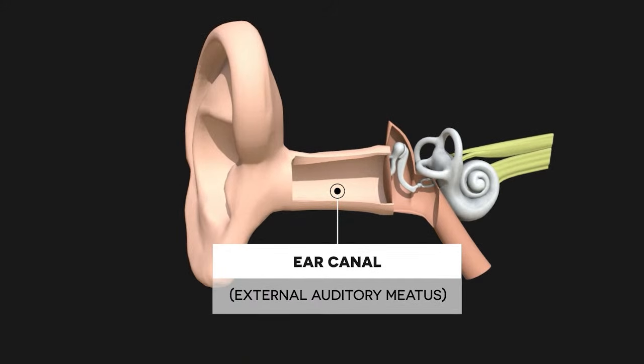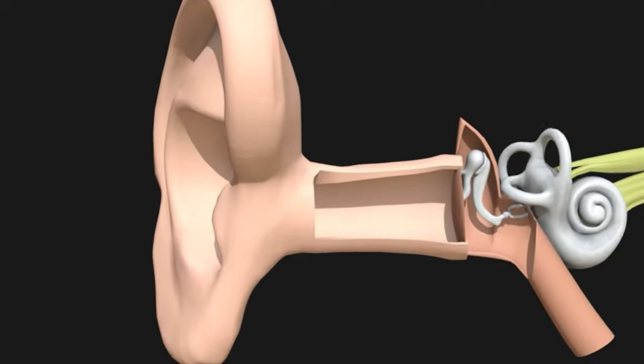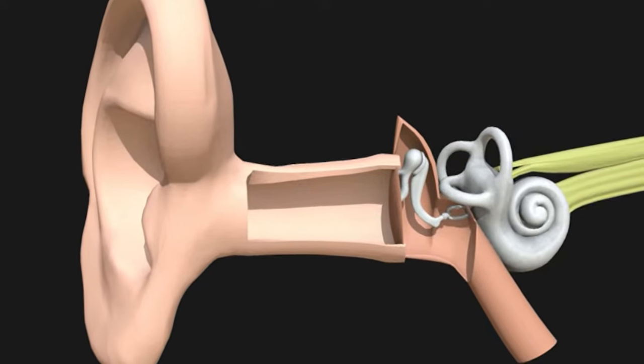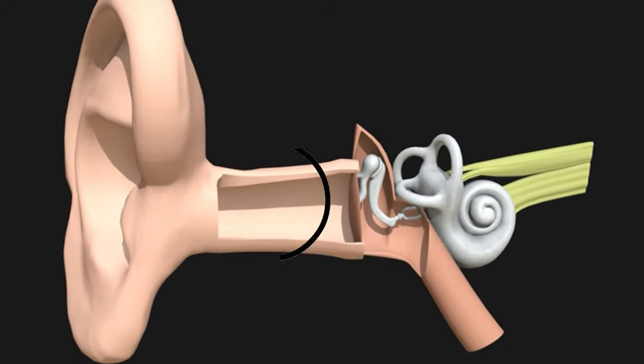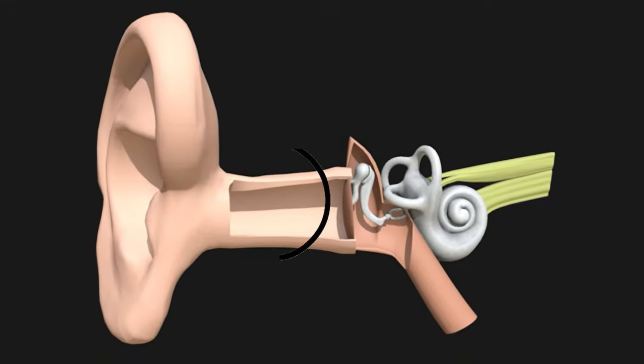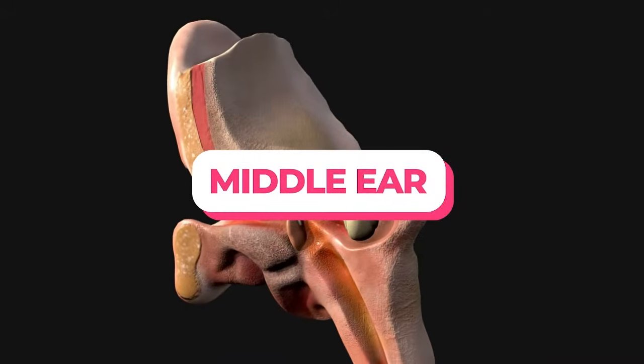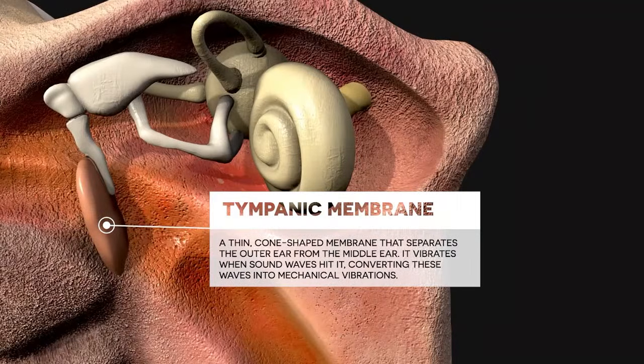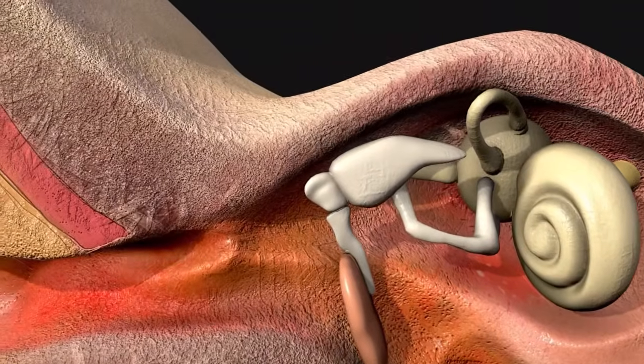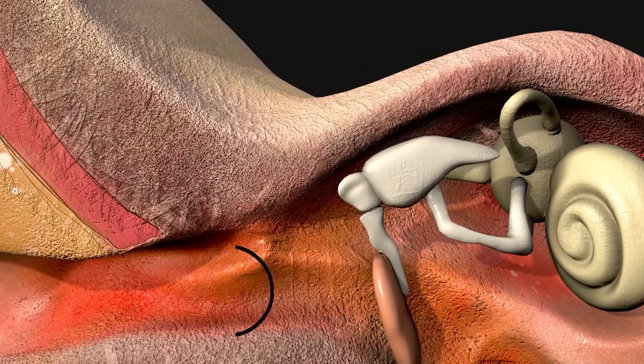Ear canal or external auditory meatus, a tube-like structure that leads from the pinna to the eardrum. It helps to further direct sound waves towards the eardrum. Middle ear. Tympanic membrane or eardrum, a thin, cone-shaped membrane that separates the outer ear from the middle ear. It vibrates when sound waves hit it, converting these waves into mechanical vibrations.